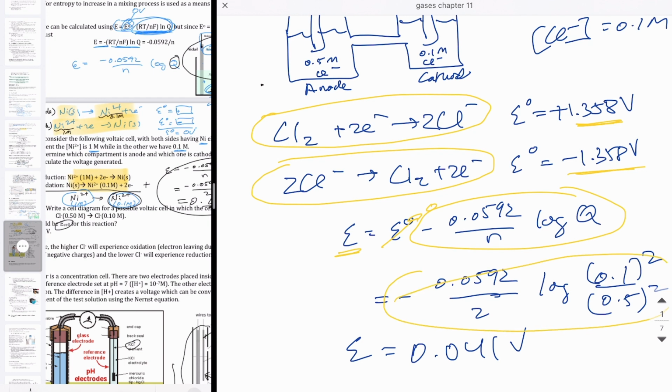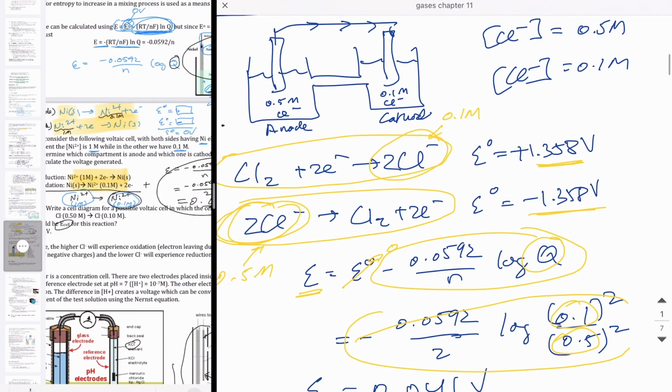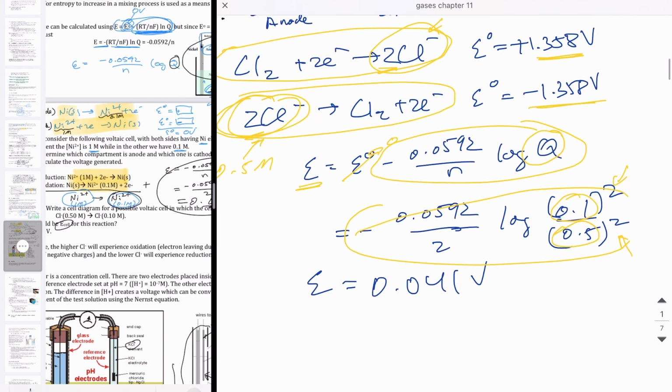Then the voltage will just come from this part of the equation, where I can now plug in some numbers. In this case, the chloride on this side, the cathode side, is 0.1 molar, and for the anode side, that's 0.5 molar. So this side is my reactant, and this side is my product. That's why when I do my Q, which is products over reactant, the value for the product concentration of chloride is 0.1 and the value for the reactant concentration of chloride is 0.5. They both need to be squared, because the coefficient is 2. So it's 0.1 squared over 0.5 squared.